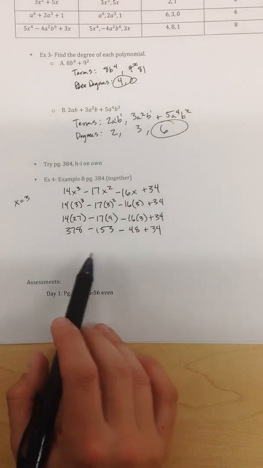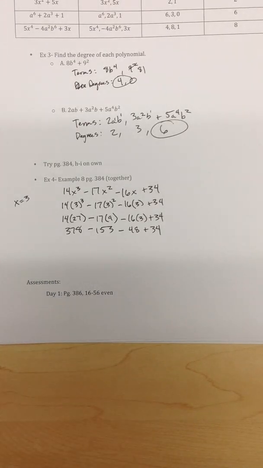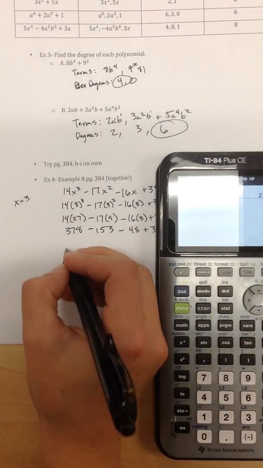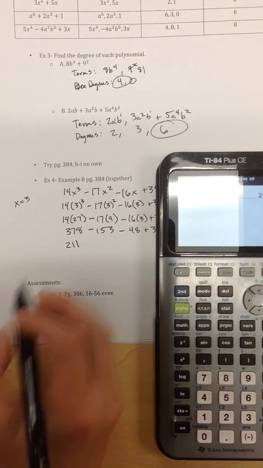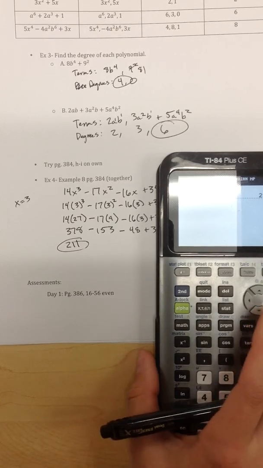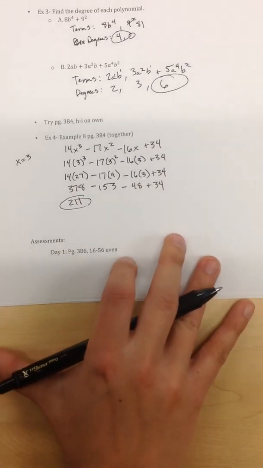Then I'm going to subtract all those and then add the last one there. So 378 minus 153 minus 48 and then plus 34. So I just plug that in my calculator there. I get 211. So 211 would be my total there. So I just had to plug in what they told me the variable was and then solve it out using order of operations. Okay, so that's all we've got for notes.